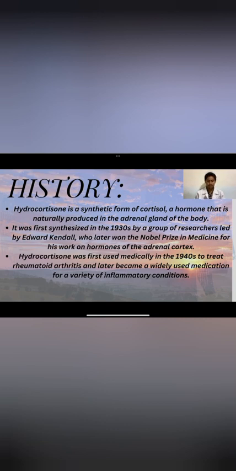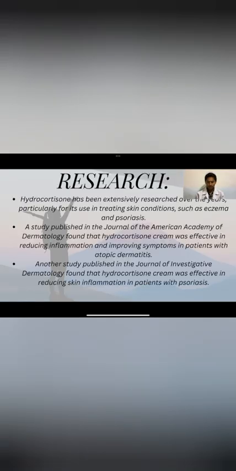Hydrocortisone is a synthetic form of cortisol, a hormone that is naturally produced in the adrenal gland of the body. It was first synthesized in 1930 by a group of researchers led by Edward Kendall, who later won the Nobel Prize in Medicine for his work on hormones of the adrenal cortex. Hydrocortisone was first used medically in 1940 to treat rheumatoid arthritis and later became a widely used medication for a variety of inflammatory conditions.